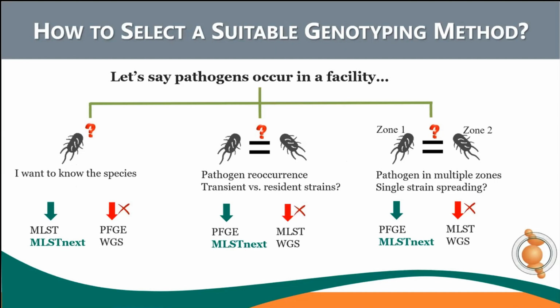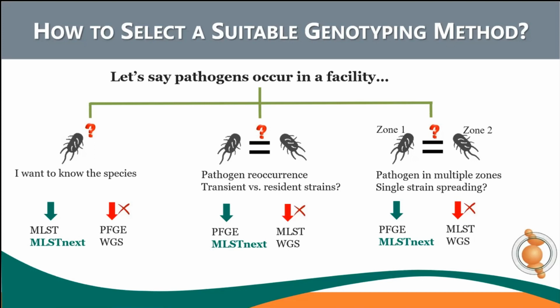But in a pathogen recurrence scenario, both PFGE and MLST NEXT will work. We recommend MLST NEXT since it may provide higher discriminatory power compared to PFGE, especially for strains that share similar but not identical DNA patterns. Traditional MLST may not have enough discriminatory power, and WGS is much more expensive than PFGE and MLST NEXT.